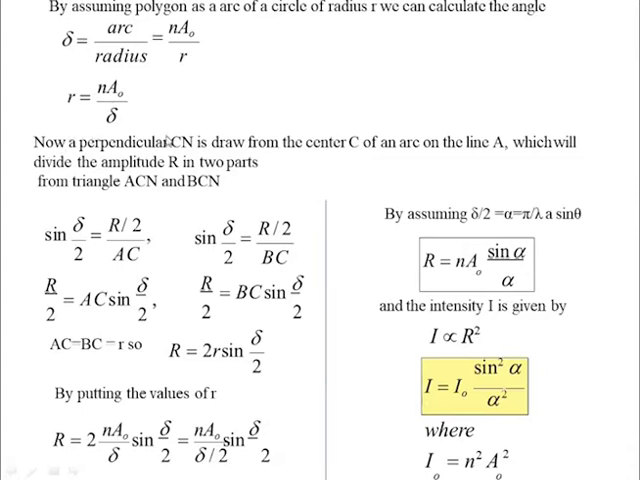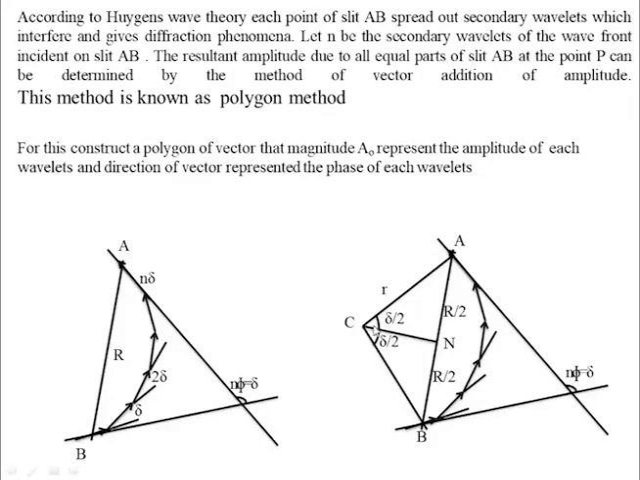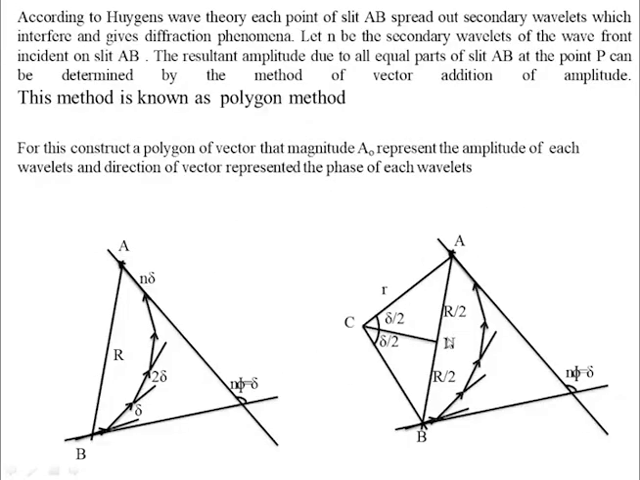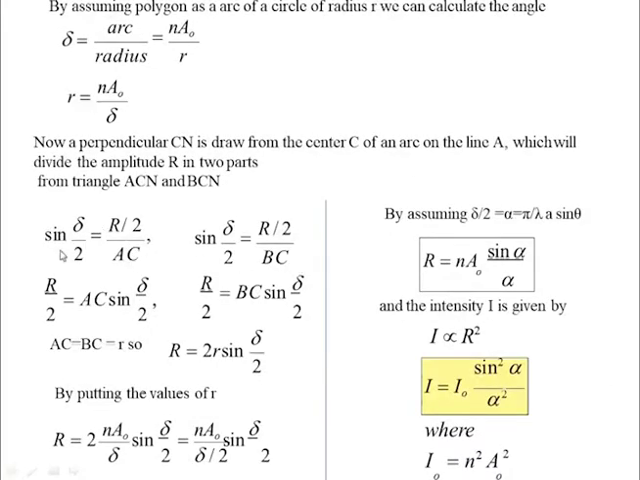Now we have drawn a perpendicular CN, as I mentioned before, and now we assume two similar triangles here. First I assume the triangle ACN and then BCN, and what will you get? Sine delta by 2 is capital R by 2 divided by AC. Sine delta by 2 is capital R by 2 divided by BC. And you can find out capital R. You just think of it.